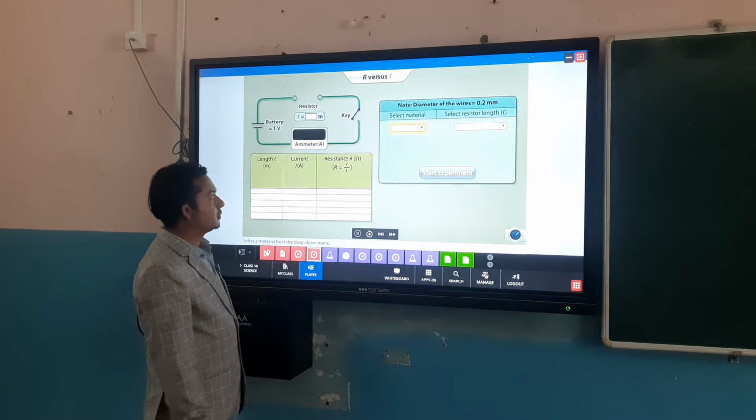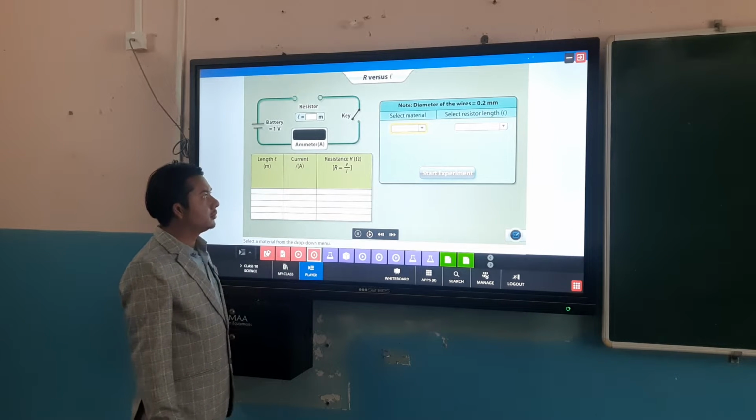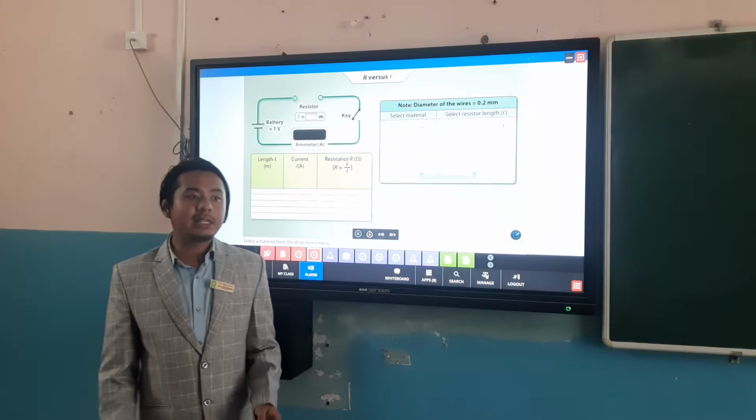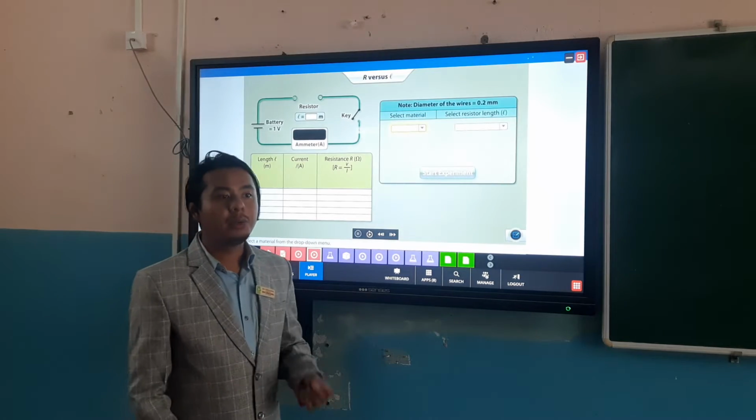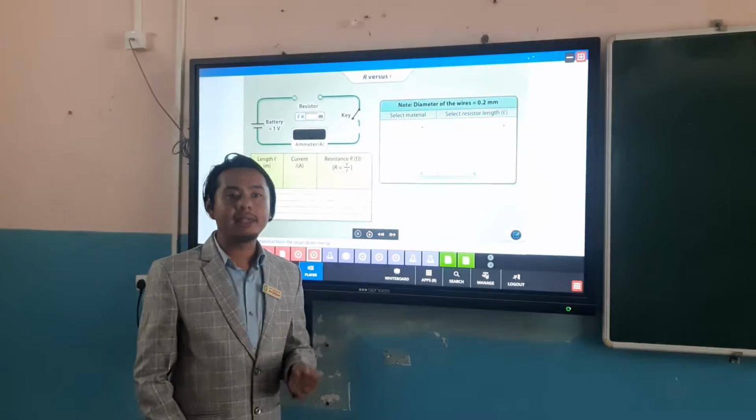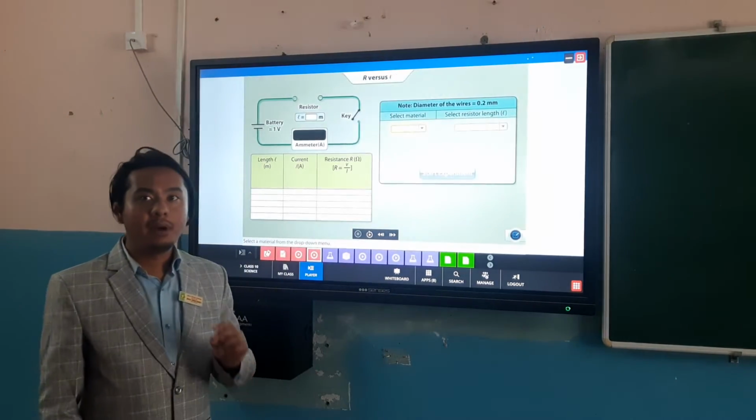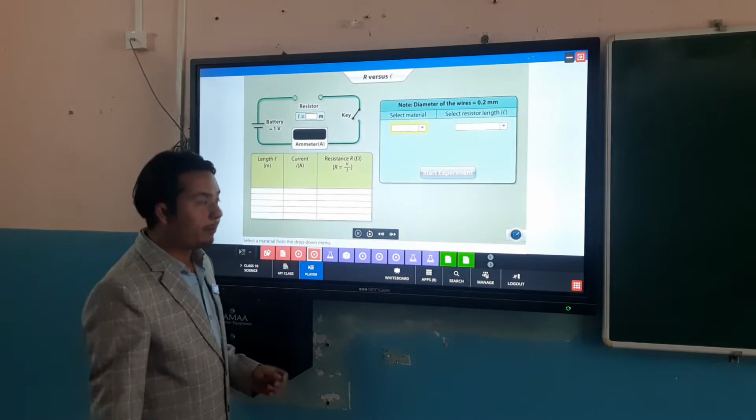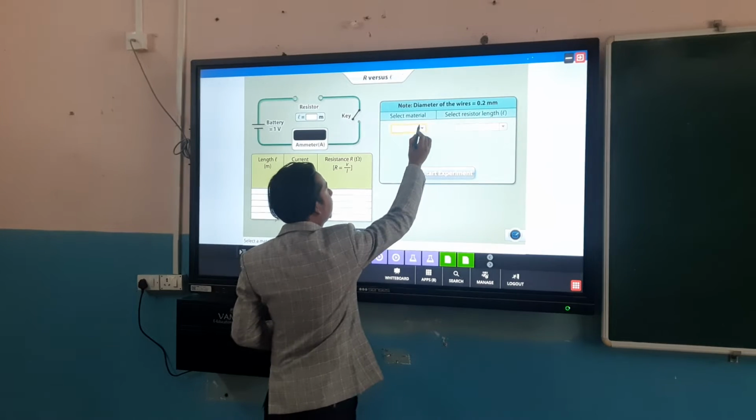First, select the material of the wire. There are two options. Either we can choose nichrome or we can choose copper. Nichrome has high resistance and copper has low resistance. Which one do you want to choose? Nichrome. Okay, so we will start with nichrome.